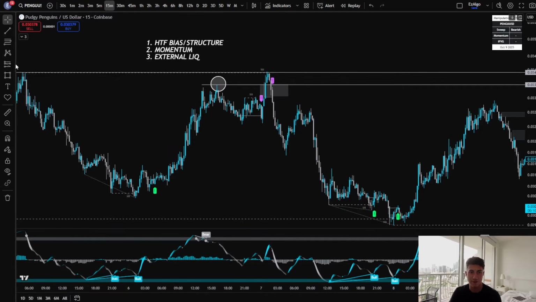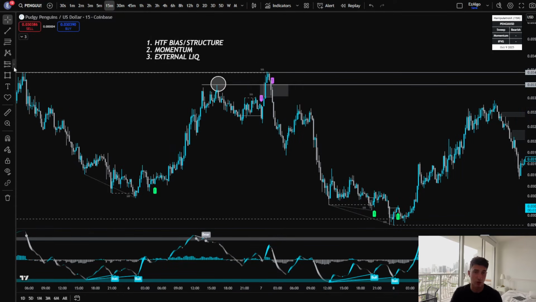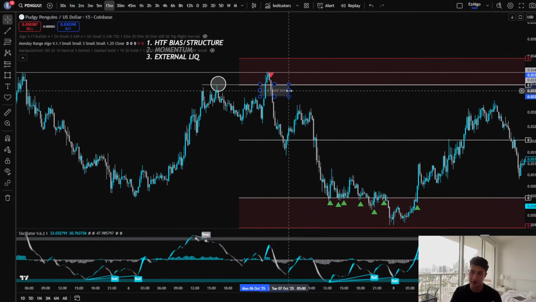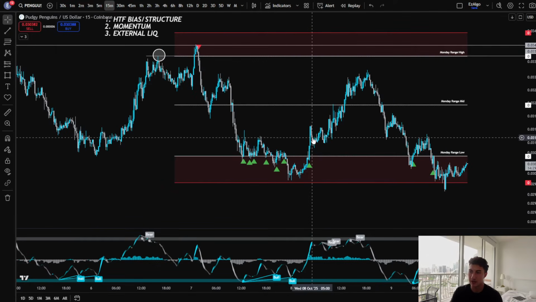So whenever you see an inverse fair value gap after that Monday range high has been swept, that is going to be a really good piece of confluence as well. So just a bonus in there if you guys want to use. Inverse fair value gaps are great. So that was an example of a short position, but what about the long positions here?